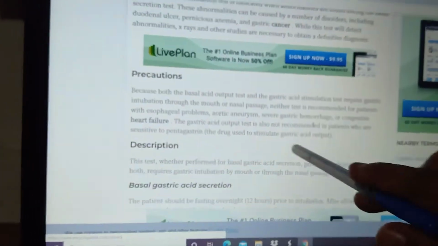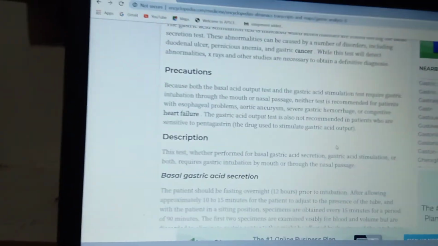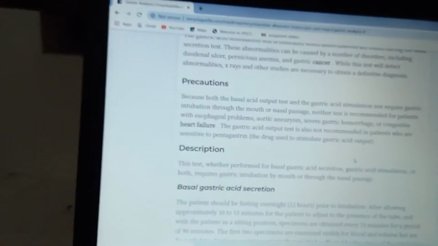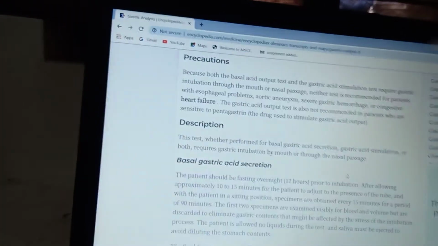I have explained what drug will be given for the procedure, right? To stimulate the gastric acid output, that is pentagastrin. That is also going to be helpful. Major precautions must be taken if the patient has heart failure or severe hemorrhage.